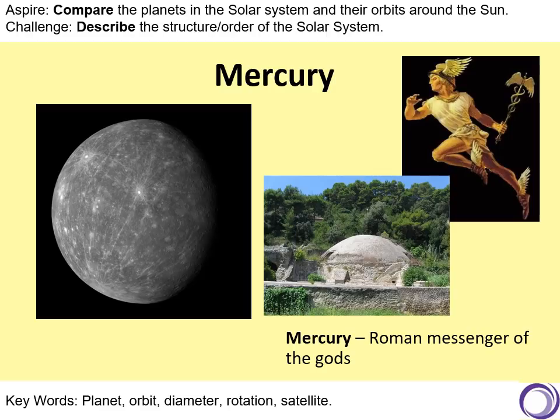The relative size to Earth: if we looked at the diameter of the Earth, which is approximately 12,700 kilometers, and if we call that 1, the relative size of Mercury is 0.4, so it's less than half the diameter of Earth.